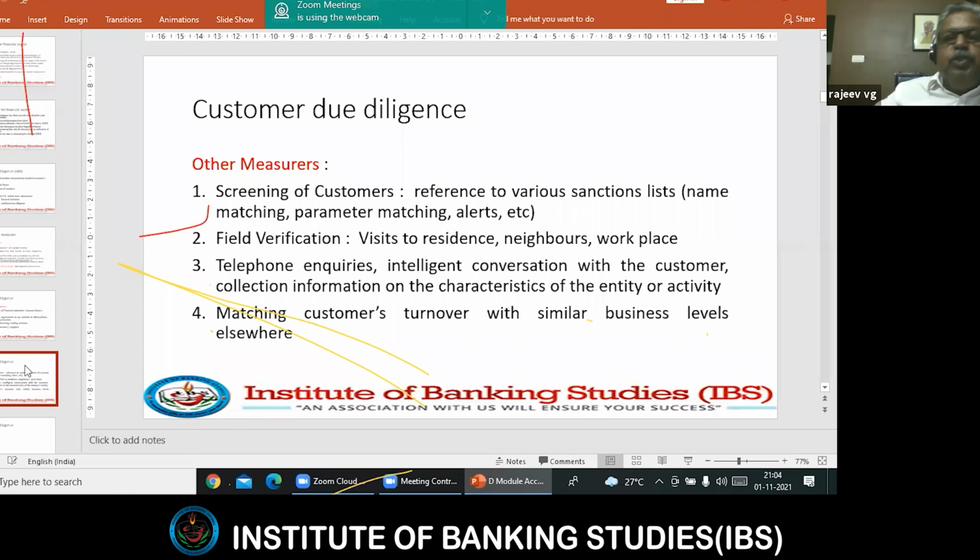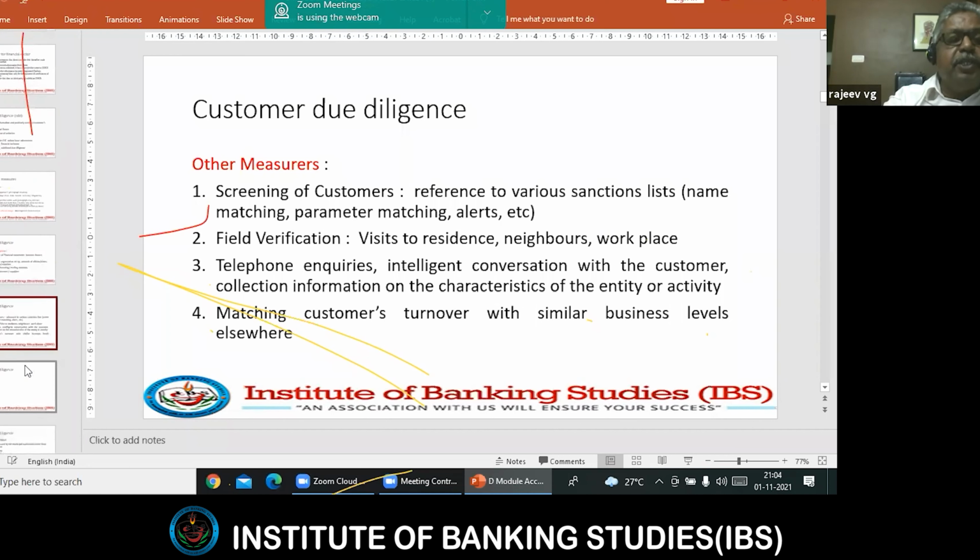Whether this fellow is telling that he is doing this business and he may be doing something else, and he may be showing a very high turnover. He may be routing a lot of money. Maybe some laundering may be involved in that. To find that out, you can make a comparison with the similar unit, similar business level, and you can find out what is happening there and ensure whether this is genuine or not.